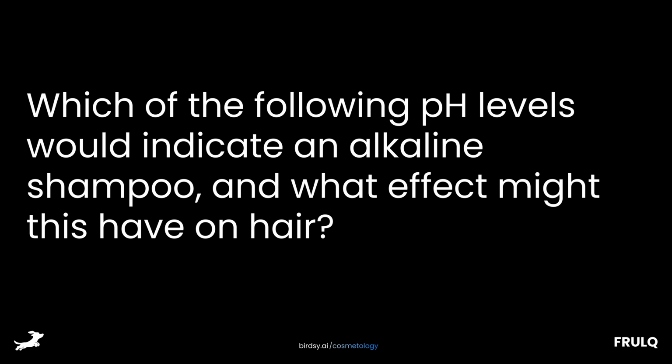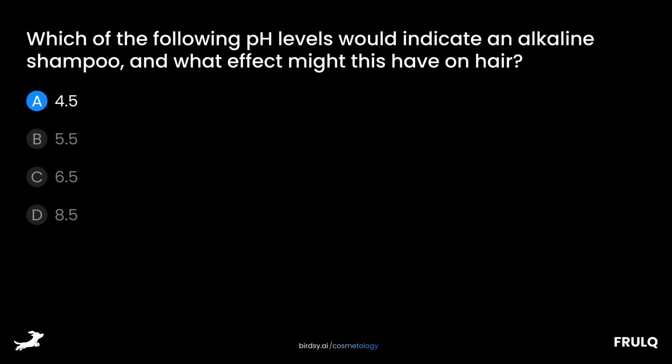Which of the following pH levels would indicate an alkaline shampoo, and what effect might this have on hair? Is it A, 4.5, B, 5.5, C, 6.5, or D, 8.5? The answer is D, 8.5.